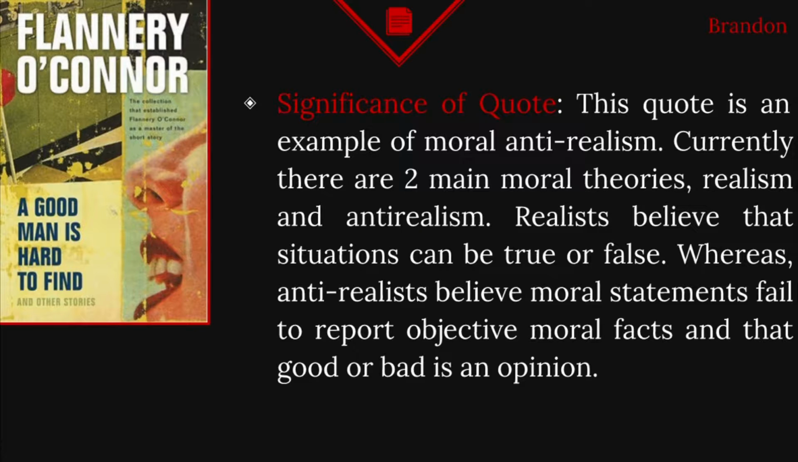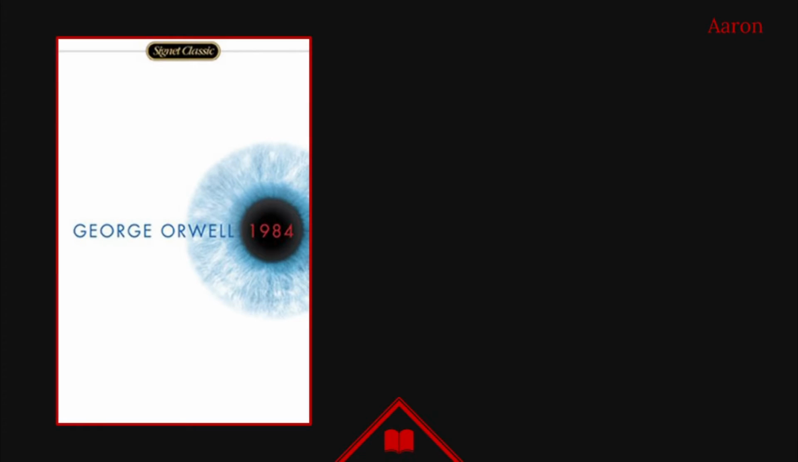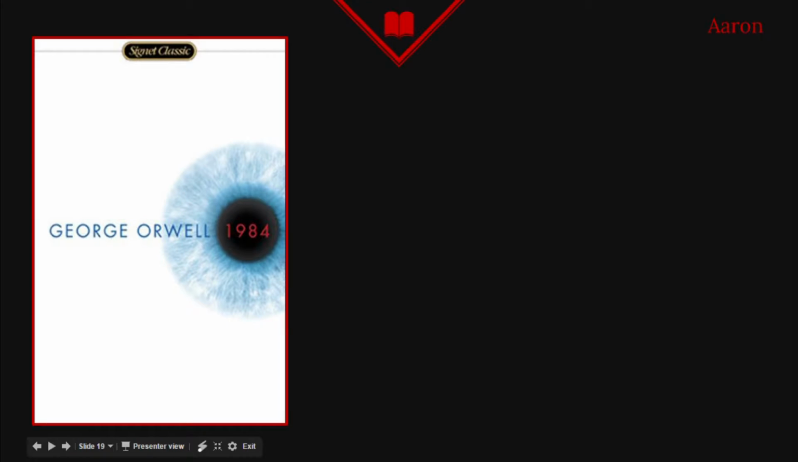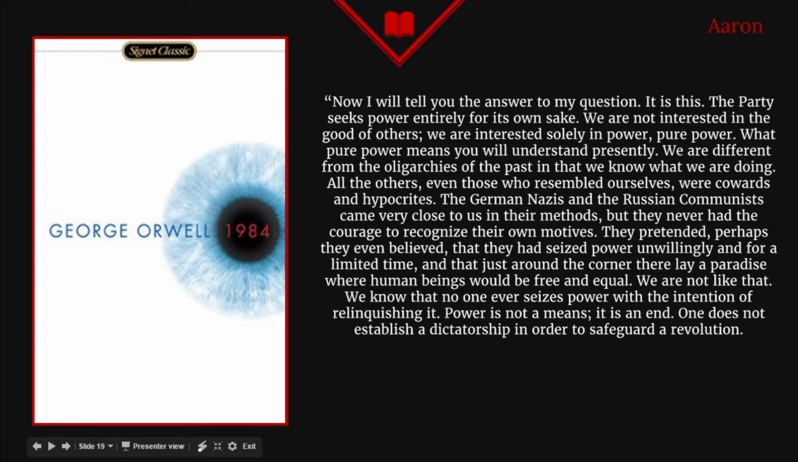The class novel that we chose, coincidentally, is 1984. We understand that this is all a coincidence, but Aaron chose this novel as well for his personal novel reading. But again, the author is George Orwell, published in 1949, written in 1948. The quote that we found is the following.